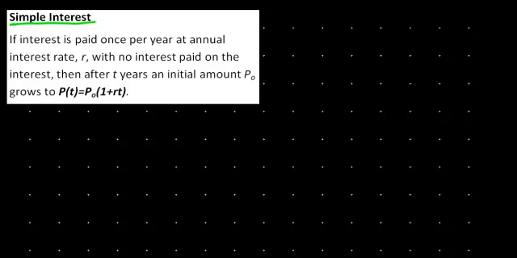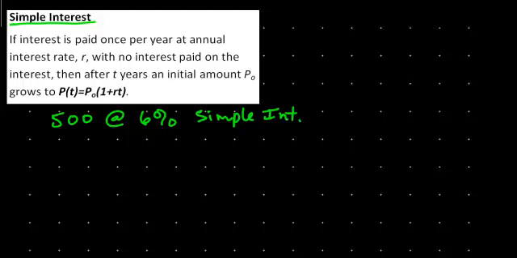So let's say we invest $500 at 6% annually. At 6% simple interest, annually. Well, I spelled annually wrong. There we go. Annually. Okay?